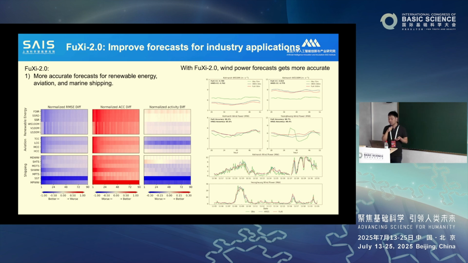And not only do we provide better meteorological forecasts, when those meteorological forecasts go into actual applications, for example, whether we can get more accurate wind power forecasts. We see from the right figure, we tested on two wind farms, and we see that we get better accuracy for the wind power forecast by using our wind speed forecast.